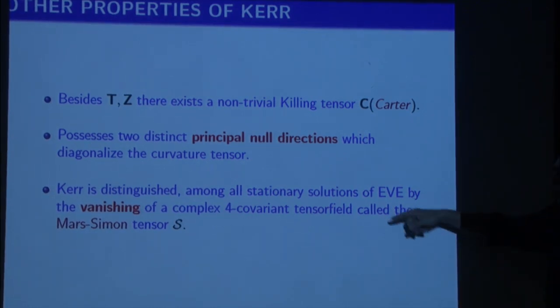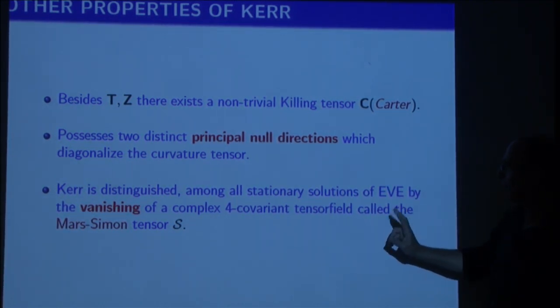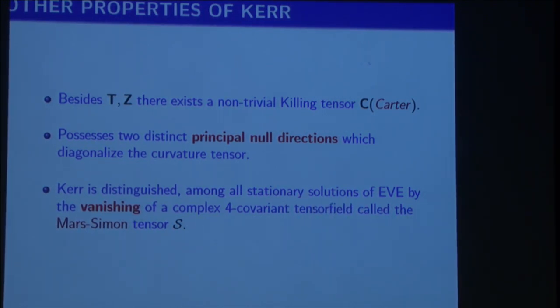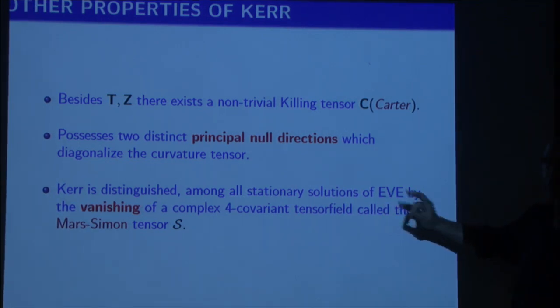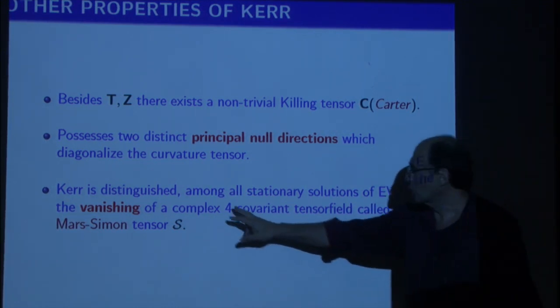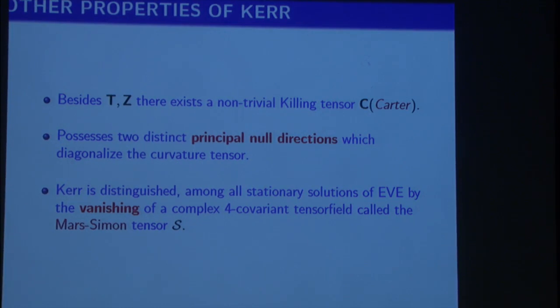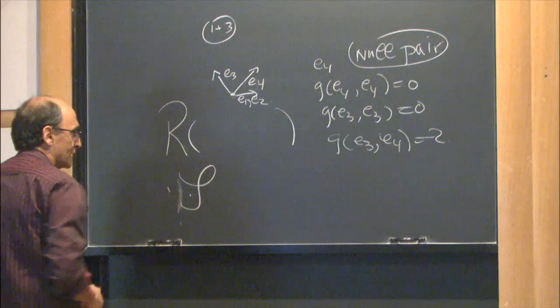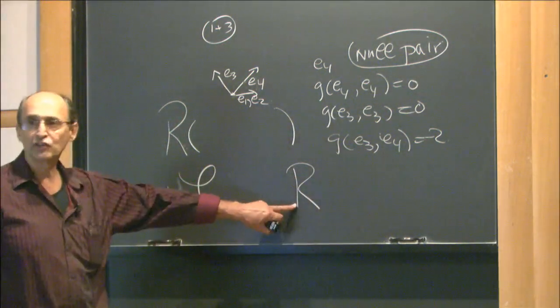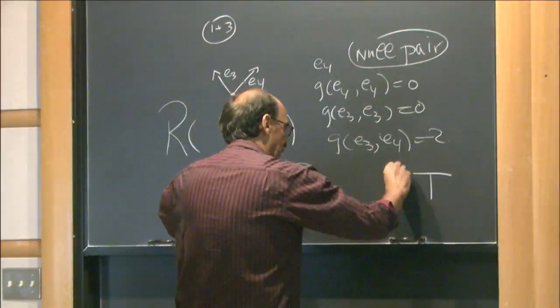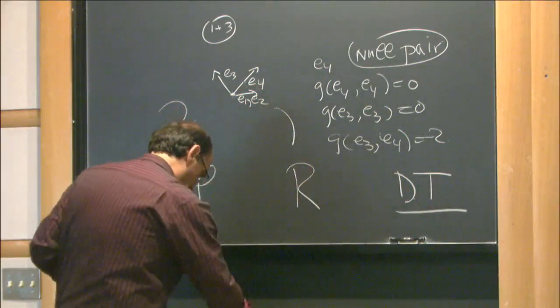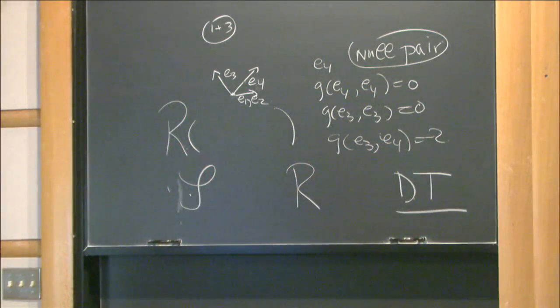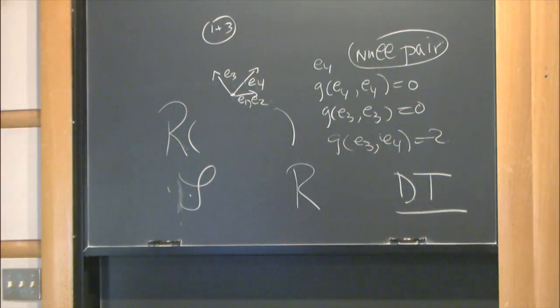Another thing which I'll mention later as being important is that Kerr can also be distinguished among all stationary solutions. I take all stationary solutions of the Einstein vacuum equations. Any stationary solution is defined by a Killing vector field, and I can construct a tensor, which is called the Mars-Simon tensor. This is a complex tensor, formed roughly by the Riemann curvature tensor and something which comes from the Killing vector field, in fact a derivative of it. I'm not going to write explicitly what it is. The important thing is that you get a complex tensor which is exactly zero in Kerr. Moreover, any stationary solution for which this is zero has to be a Kerr solution locally at every point.